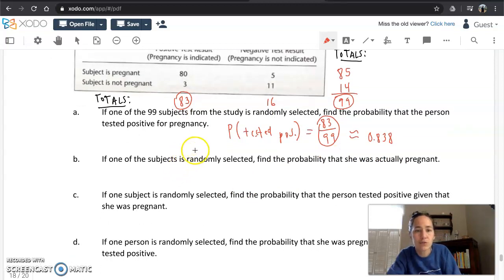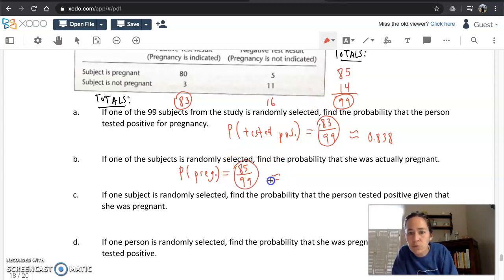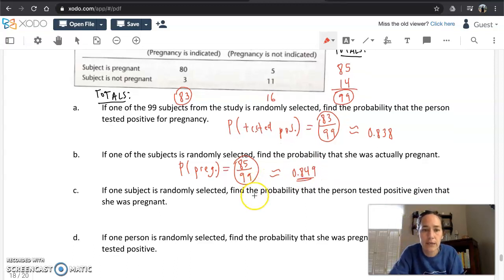Now, if one of the subjects is randomly selected, find the probability she was actually pregnant. So this is P, pregnant. Well, how many were pregnant? Subject is pregnant. That was 85, slightly more out of the 99 total. So 85 over 99 is a good way to leave it. Typing it in, you have about a 0.849 chance of picking someone who is actually pregnant, slightly higher.